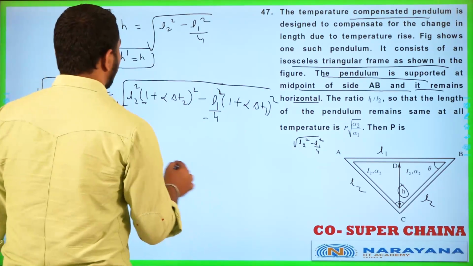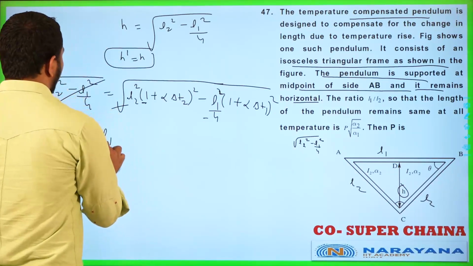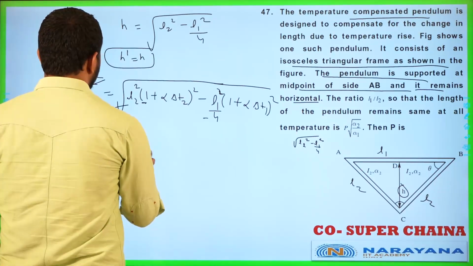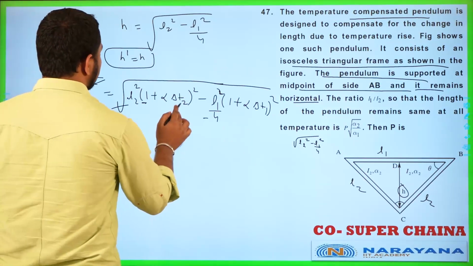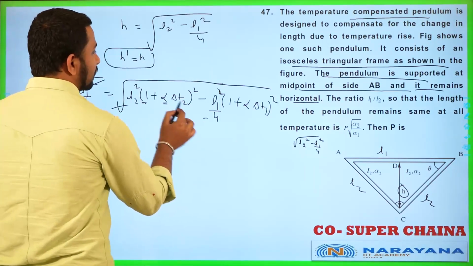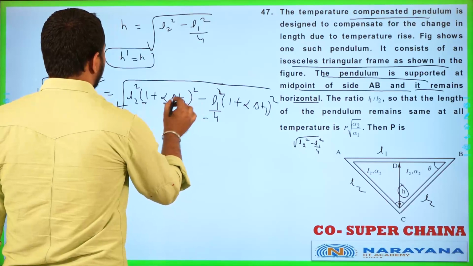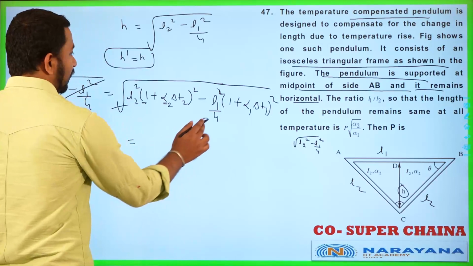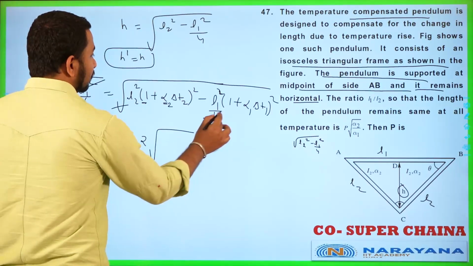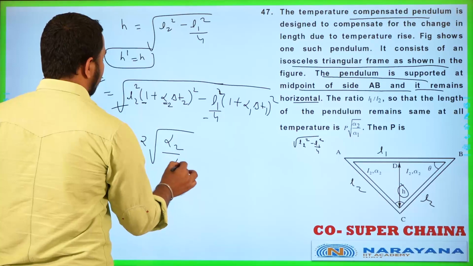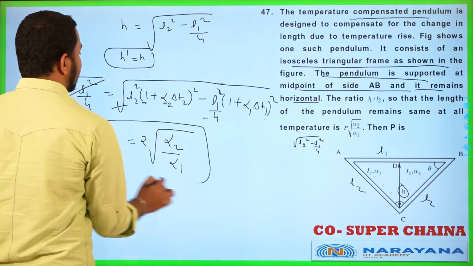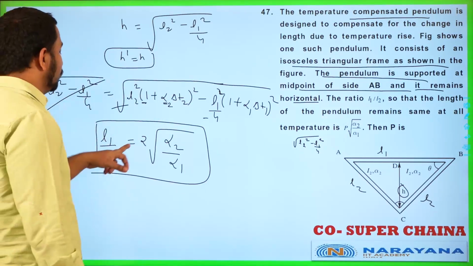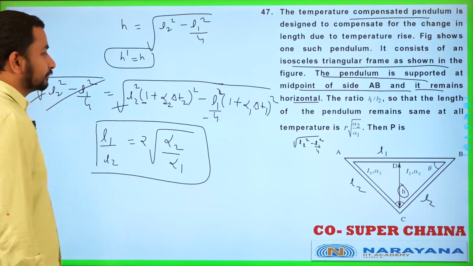You have to find the ratio of L1 by L2. So L1 by L2, if you solve here, this ratio you have to calculate. This ratio will come in terms of alpha 2 and alpha 1. For this it will be alpha 2, and for this it will be alpha 1. If you simplify here, it will come as alpha 2 by alpha 1. Just simplify this L1 and L2 relationship, square and add, and L1 by L2 will be 2 alpha 2 by alpha 1.